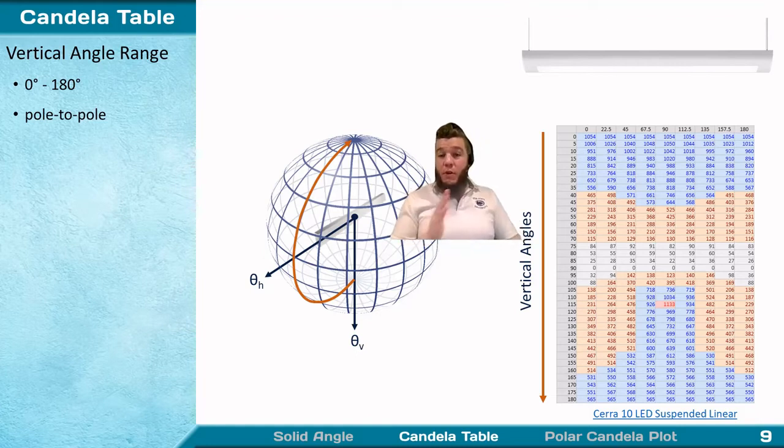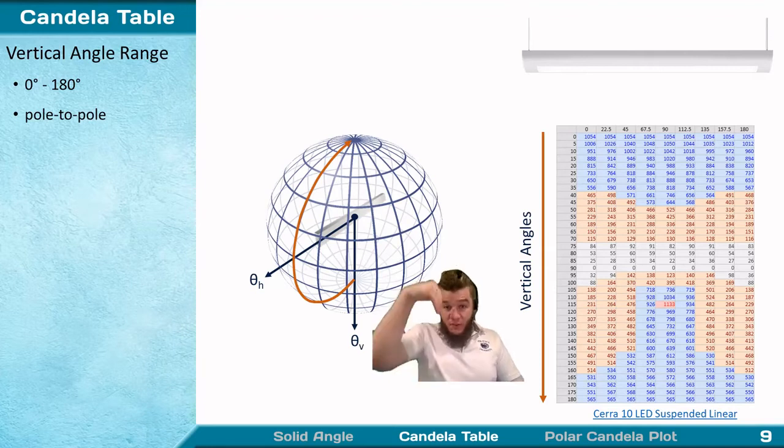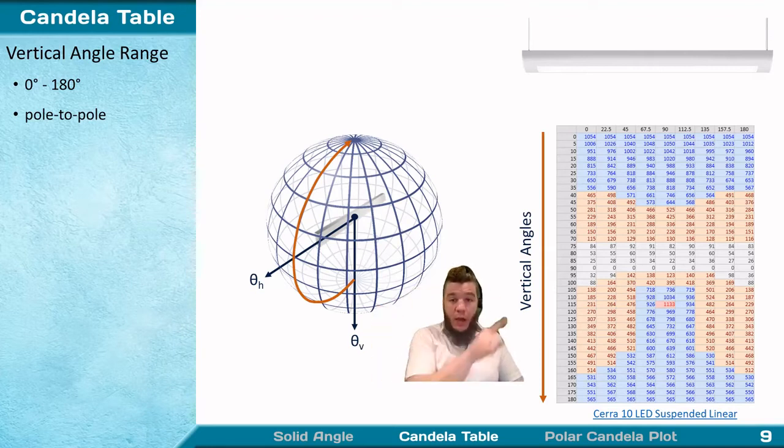Now, this is where it gets fun. The vertical angles in the table start at 0 and go down, right? So the value up at the top of the table is straight down, and the value at the bottom of the table is straight up. So keep in mind that when you're incrementing vertical angles down the table, you're actually moving up on this sphere and going higher and higher and higher.